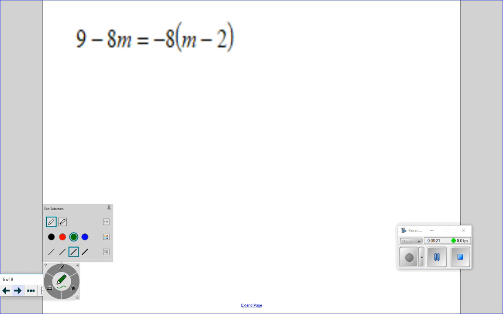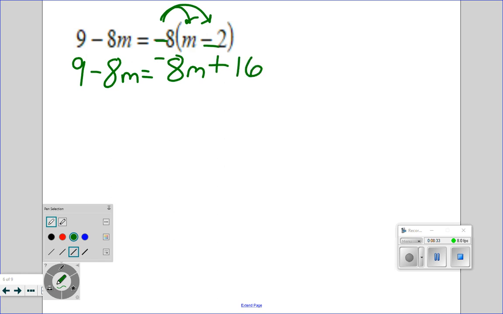Here's my equation. I'm going to start out by simplifying the right side, which means I need to distribute this negative 8, which will give me negative 8m. A negative times essentially a negative is a positive 16. And then I have m's on both sides, so I'm going to deal with that first. It's very important that you get in the habit of doing that first. And what happens is they're going to cancel out on both sides when I add 8m to both sides.